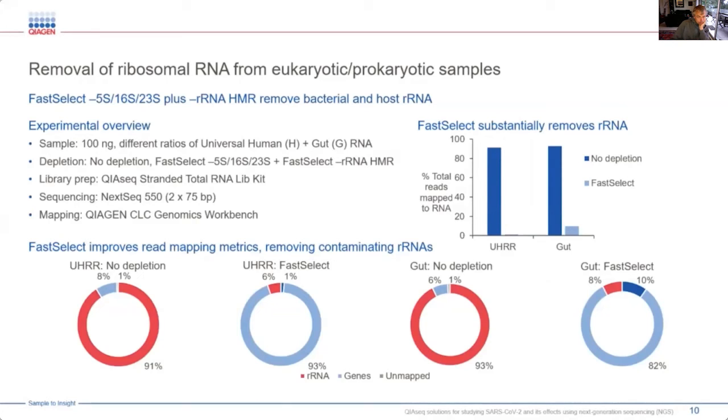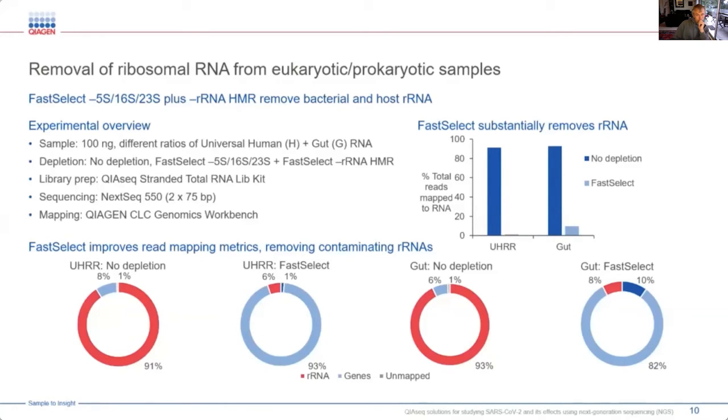What you see is ribosomal RNA accounts for 91% of the reads. Only 8% of the reads are actually genes of interest. By now comparing that and adding FastSelect, 5S, 16S, 23S, plus the human, mouse, and rat, you're able to knock down a tremendous amount of our ribosomal RNA. So you go from 91% to only 6% of your reads being ribosomal RNA. And this flips, as the genes of interest are now represented by 93% of the reads.